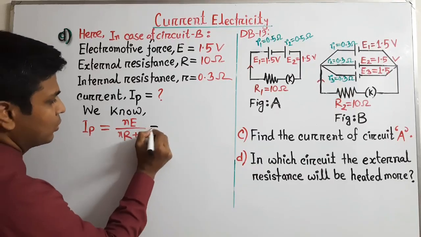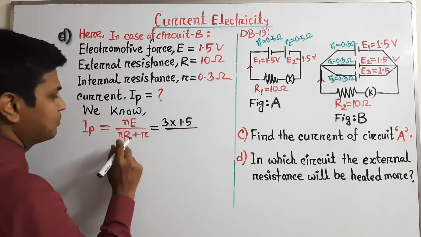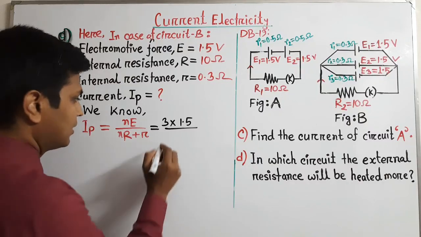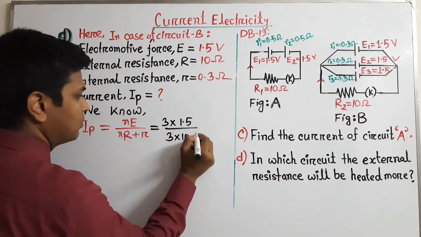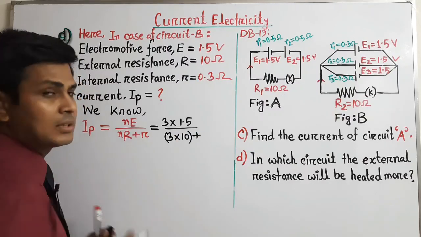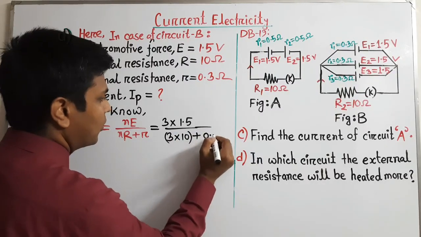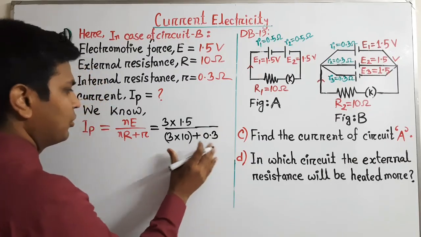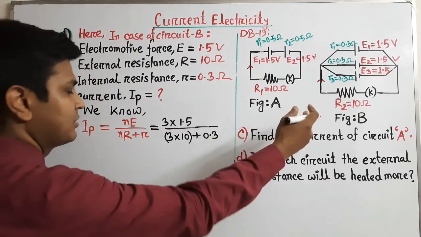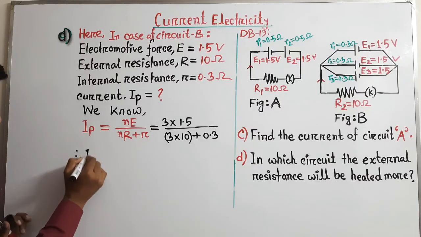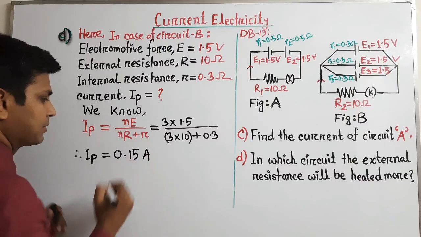Now if you put the values, n is 3, the electromotive force is 1.5, n is 3, this is the number of cells, R is given as 10 ohm, plus the internal resistance is given as 0.3. Now if we calculate this expression, we will get the current for the second circuit, which will be 0.15 ampere.